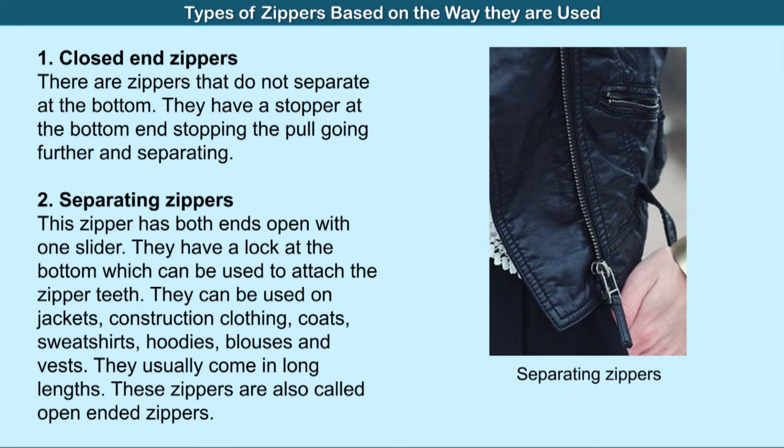Separating zippers: this zipper has both ends open with one slider. They have a lock, a box and pin mechanism at the bottom which can be used to attach the zipper teeth.